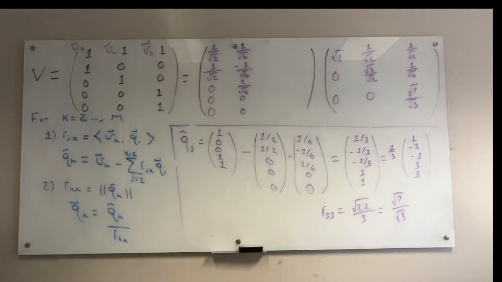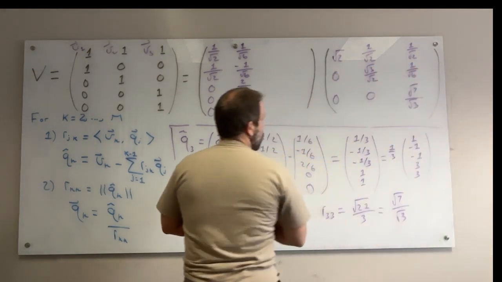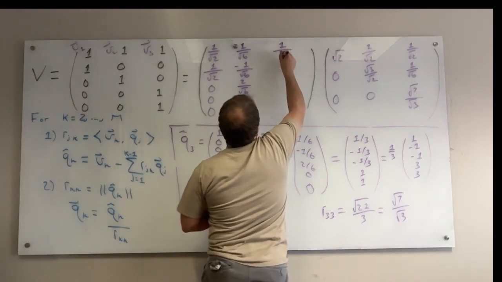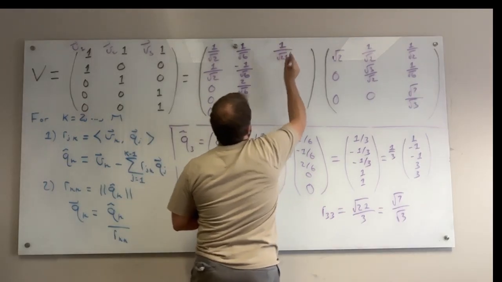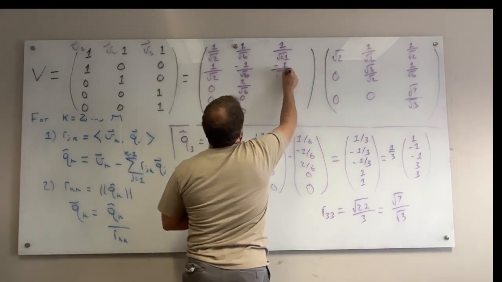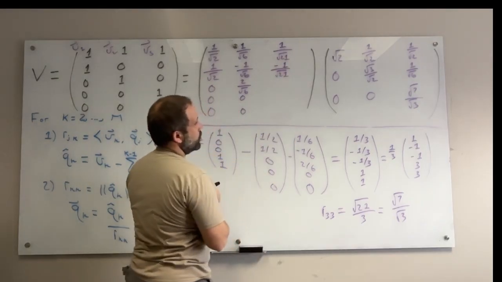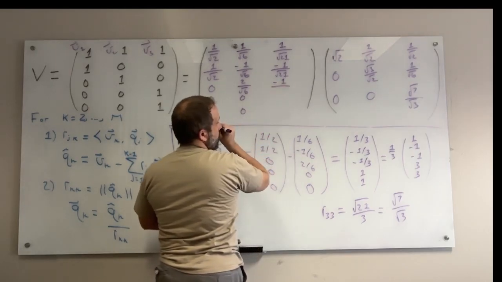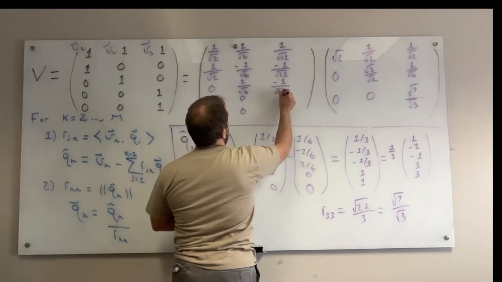Okay, so what's going to happen is we're going to have the square root of 3 in the numerator divided by 3, and then the square root of 7 in the denominator. So overall it's going to be 1 over the square root of 21. Okay, so let's see. We're going to have 1 over the square root of 21. We're going to have minus 1 over the square root of 21. We're going to have minus 1 over the square root of 21.